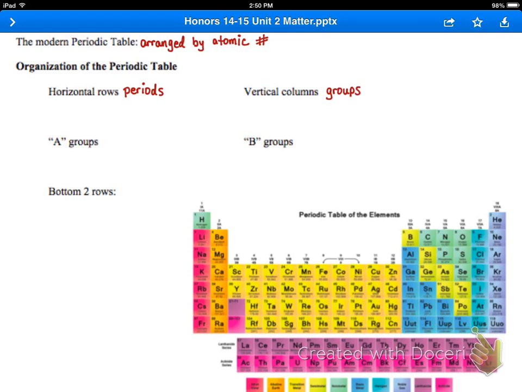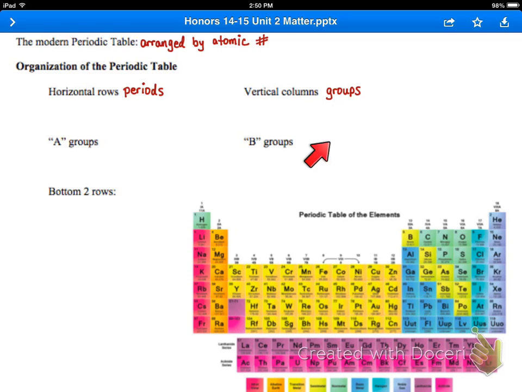So here's some information about how it's organized. We've got horizontal rows, which we call periods, and the periods go across. The first period would just have H, hydrogen, and helium. That's period 1. The second period would be the second row, which is lithium, beryllium, boron, carbon, nitrogen, etc. Third period, sodium, magnesium, aluminum, etc.